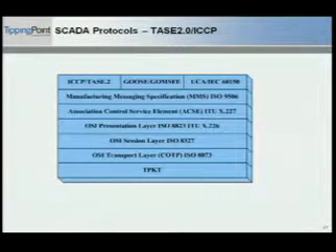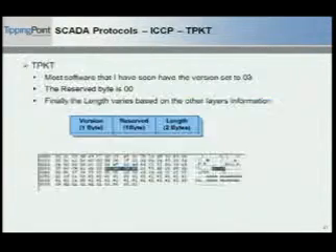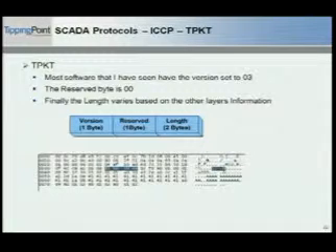The different layers, the second one is the connection, and I'll go into it. This is TPKT, and in this protocol it's just 4 bytes. The first byte is the version byte, it's always 03. The second byte has to be null. The next 2 bytes are the length bytes.